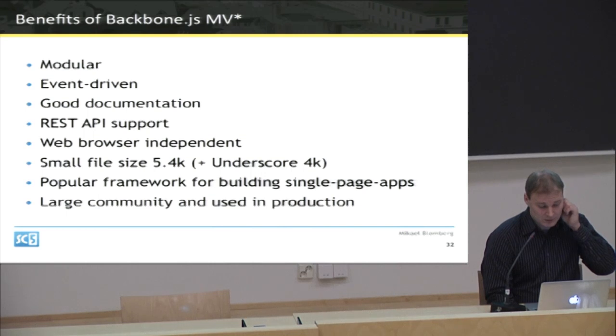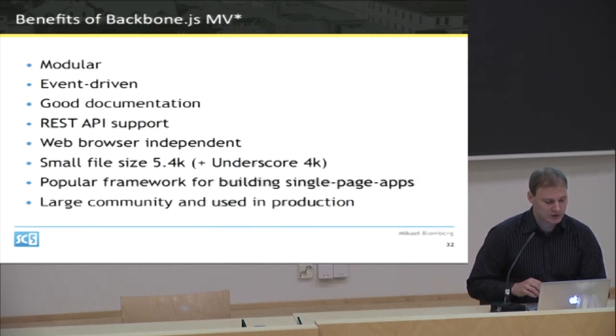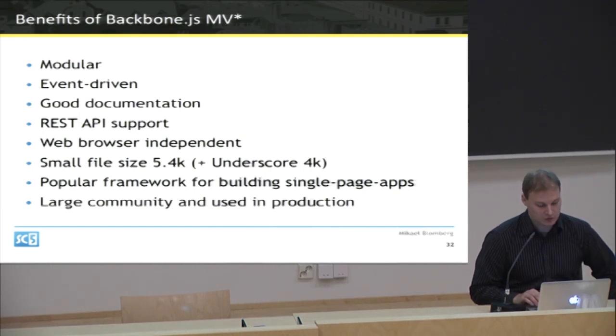It's kind of small. It has one hard dependency, and that's Underscore, the library for handling different arrays and objects. And then usually you use jQuery to access the DOM. You can use Ender as well, or Zepto. You can use any framework you like. And Backbone is a popular framework, and it's usually used to build single-page apps. It has a large community, and it's used in production.